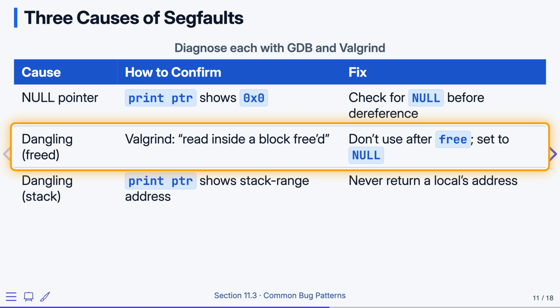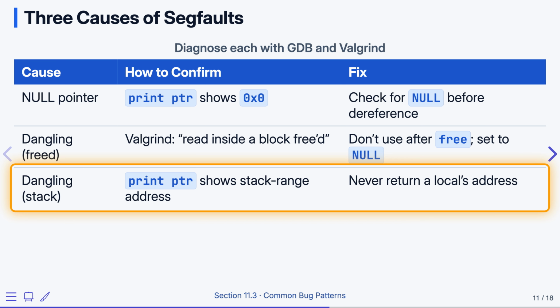Second, a dangling pointer to freed heap memory. Valgrind reports a read inside a block that was freed. The fix is to never use a pointer after free, and to set it to null after freeing.